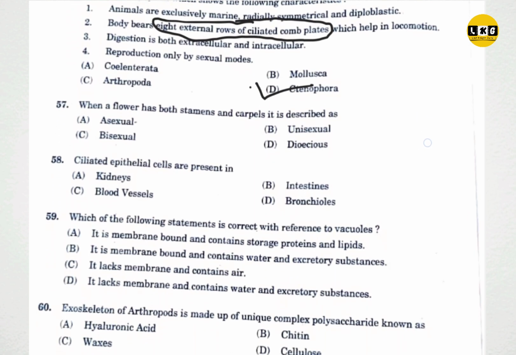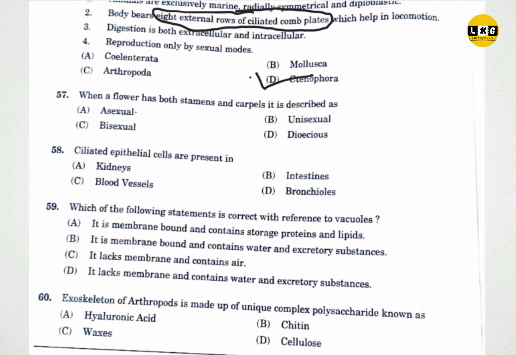Next, 57. When a flower has both stamen and carpel, then the flower is obviously a bisexual flower. Next, ciliated epithelium cells are present in the bronchioles of the respiratory tract. Next, which of the following statements is correct with reference to vacuole? Vacuole contains water and excretory substance. Here they have given two options. It is membrane bound and contains water and excretory substance. D, it lacks membrane and contains water and excretory substance. Vacuoles are bound by a membrane known as tonoplast. Hence option B is correct.